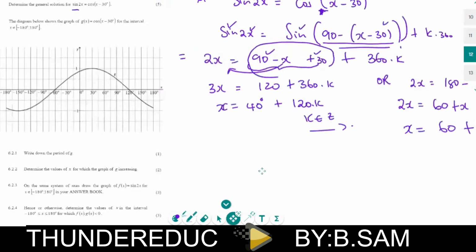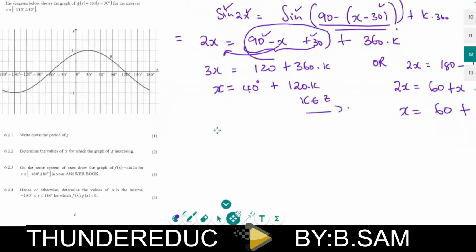Now, 6.2, the diagram below is showing g of x, which is cos of (x minus 30) for this interval, negative 180 to positive 180. Then they want us to write down the period. So remember we said the period of sine and cos will always be 360 degrees, doesn't change. So the period is 360 degrees since we don't have anything extra before the angles. So it will just stay as 360.